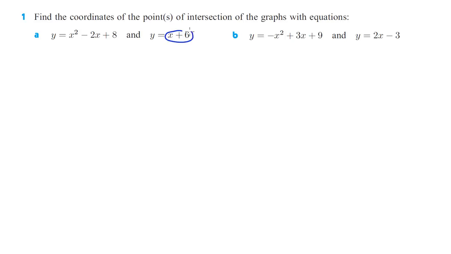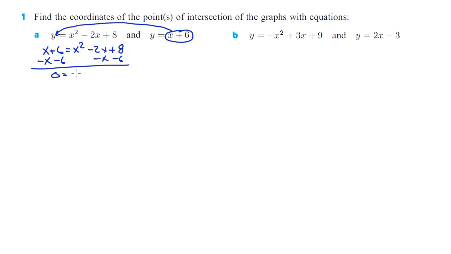So the nice part about this is, look, you've got y equals x plus 6. I'm going to substitute this x plus 6 in place of this y, because I know that wherever I see a y, it's the same thing as x plus 6. So I'm going to do x plus 6 equals x squared minus 2x plus 8. Okay, and then now I'm going to bring it all to one side or the other. So I'm going to subtract my x and my 6, and I'm going to set this left side over here equal to 0. And we got x squared minus 3x plus 2.